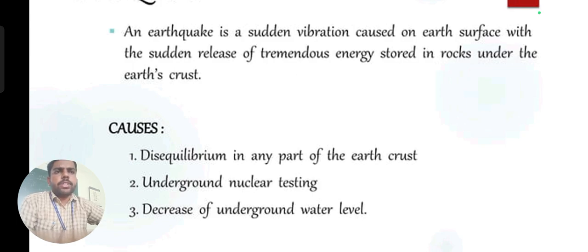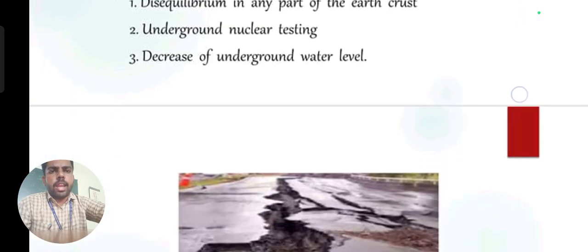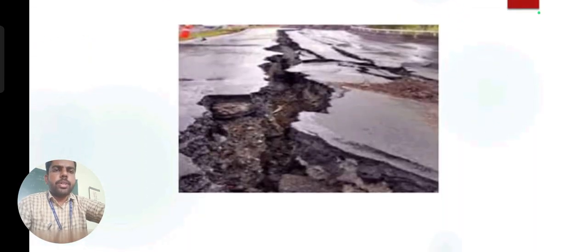And coming to earthquakes, an earthquake is a sudden vibration caused on the earth's surface by the sudden release of tremendous energy stored under the earth's crust. What are the causes of earthquakes? It is the disequilibrium in any part of the earth's crust, underground nuclear testing, and decreasing of the underground water level.